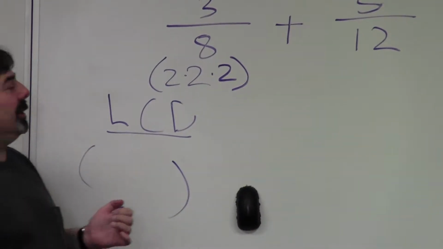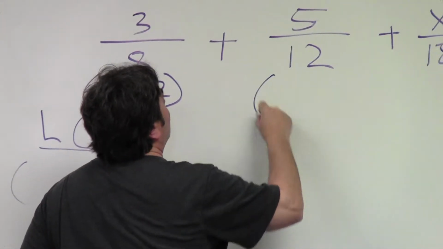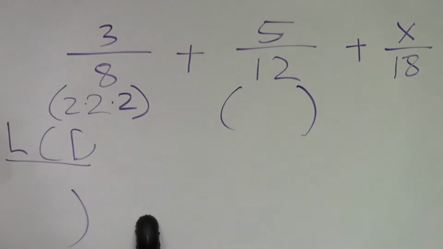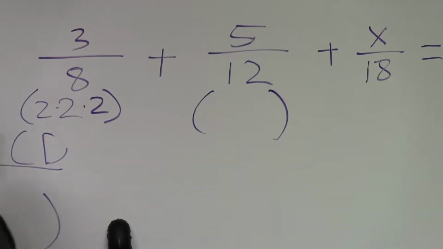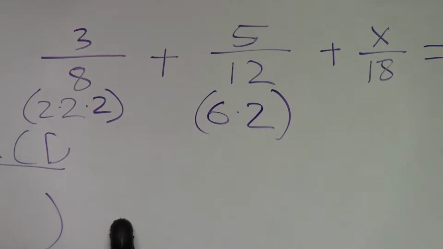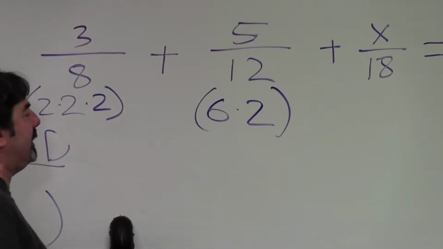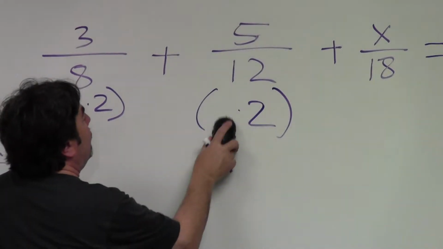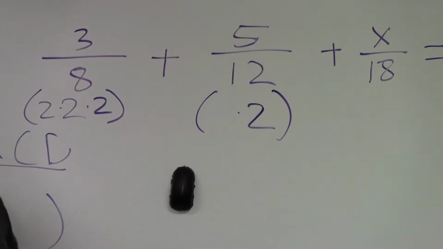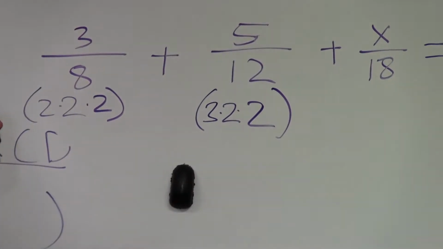Now we're going to look at our next denominator, which is 12, and we want to factor it down to its prime factors. We can start with 6 times 2, which is 12, but 6 is not a prime number. So now we have to go back and replace 6 with its prime factors, which would be 3 times 2. So here are the prime factors for 12.